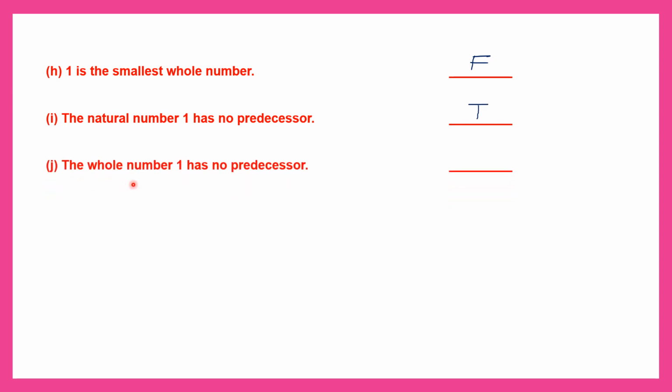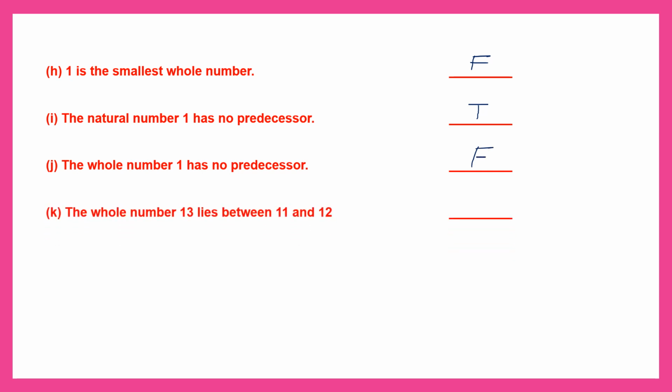Next one, the whole number 1 has no predecessor. Now the whole number 1 has a predecessor, isn't it? Because what is the predecessor of the whole number 1? 0. 0 comes before 1 and 0 is a whole number. So this statement that says the whole number 1 has no predecessor is false. So this statement is false.